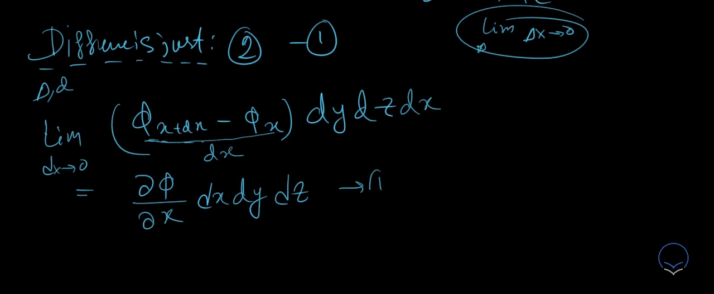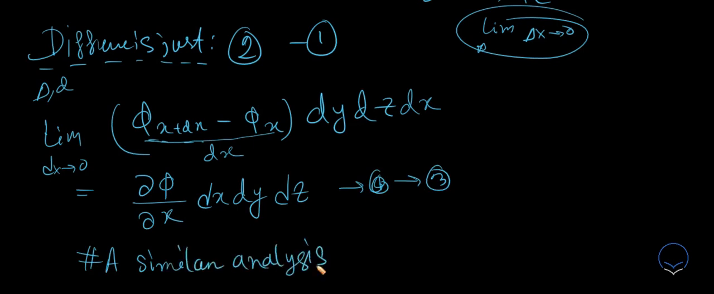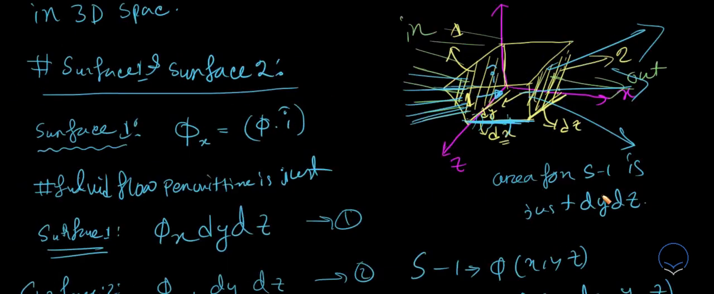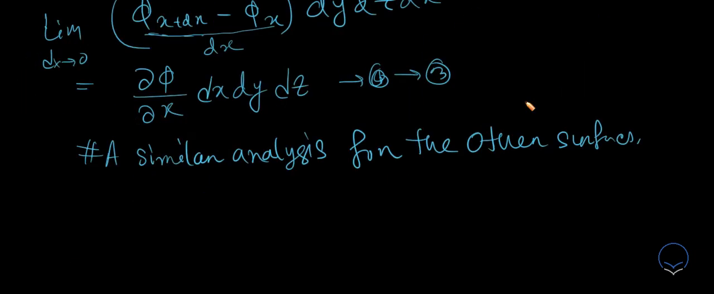Let's call it equation 3. A similar analysis for the other surfaces, that is this top one, bottom one, top and bottom, this one and this one, will give us the following.